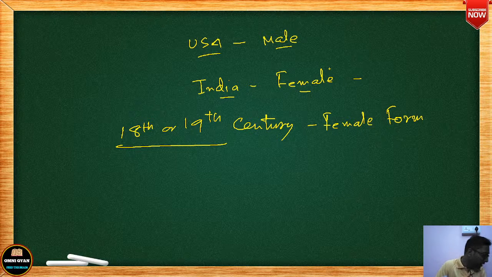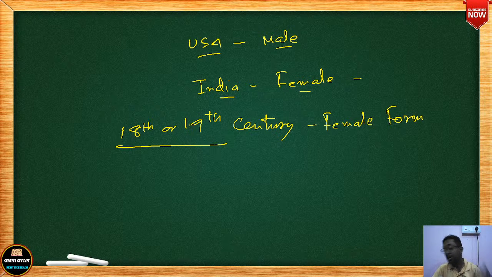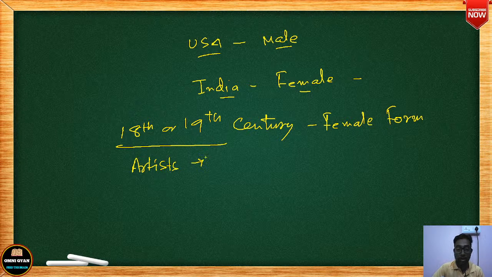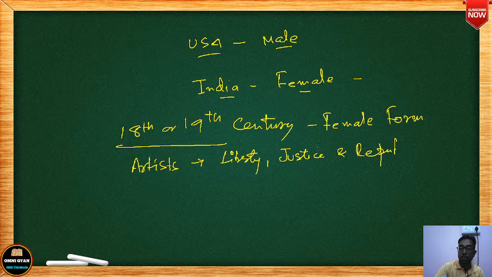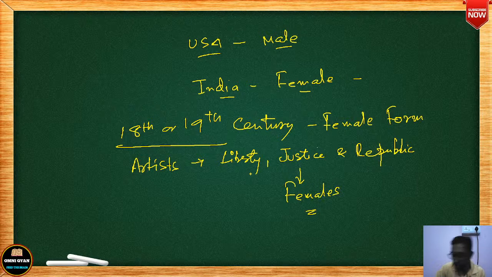The ideas of liberty, justice, and the republic were portrayed by artists in female form. अब these are the work of the artists actually. They gave the idea of liberty, the idea of justice, and the idea of republic, where people rule, as females.